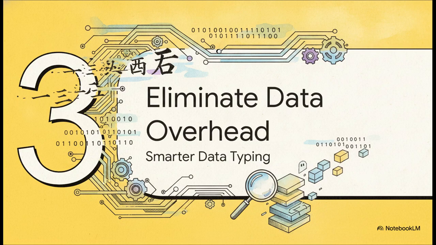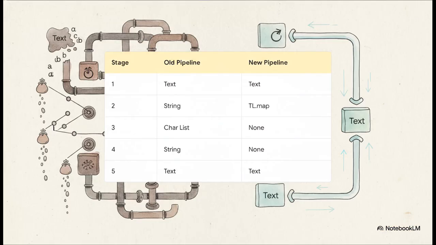Section 3. Eliminating data conversion overhead, smarter data typing in Haskell. The math was only half the battle, though. Let's look at the hidden tax exposed in this pipeline comparison. The old setup was secretly exhausting the system. To process the characters individually, the old code was constantly converting the text type down to a standard string, which in Haskell is a list of characters, mapping over that list, then converting it back to a string, and finally packing it back into text. That is a massive amount of overhead.